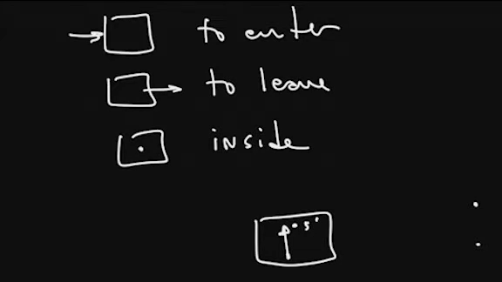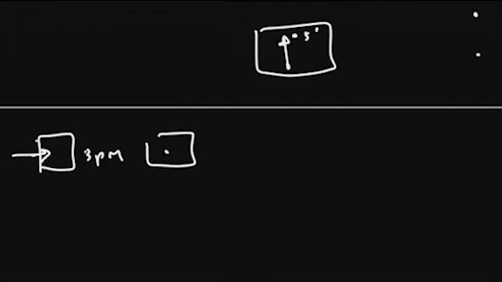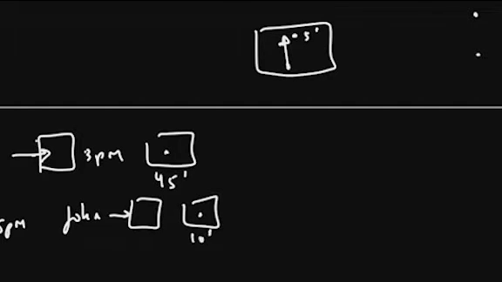For example, you could say, and by the way, when you use these symbols, it is always preferable that if you have a combination of symbols, then you write them from left to right. So for example, let me give you an example. I entered the store at 3 p.m. and then I stayed in the store for about 45 minutes. Then next sentence, at approximately 3:15 p.m., John also entered the store and stayed in the store for 10 minutes.